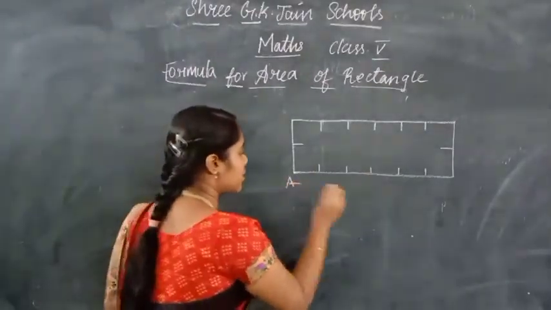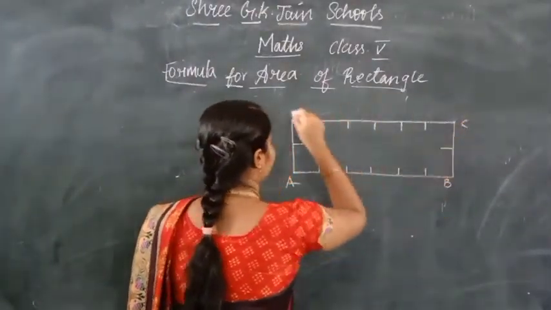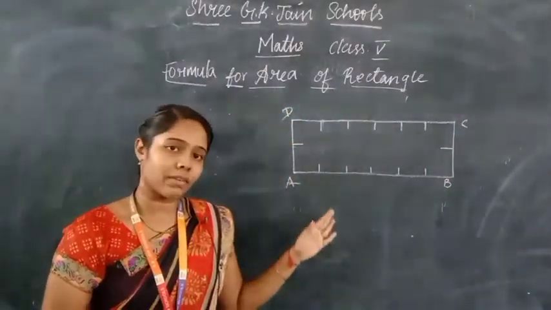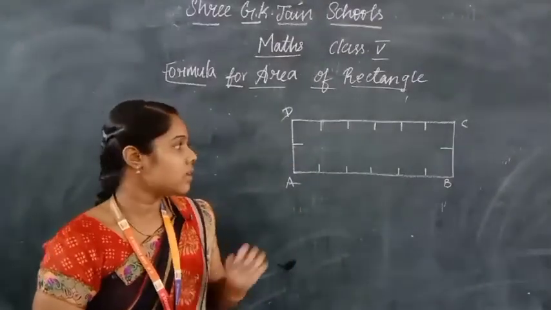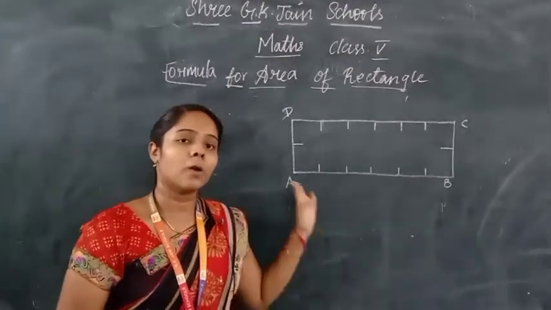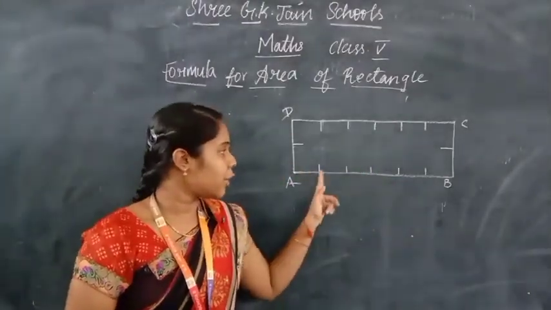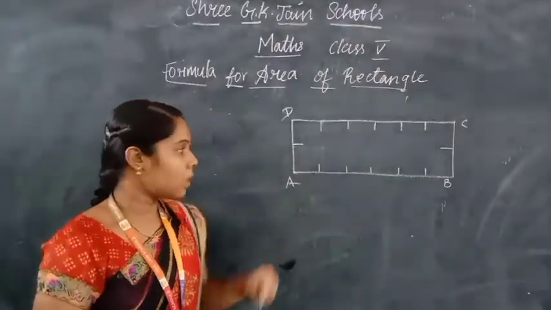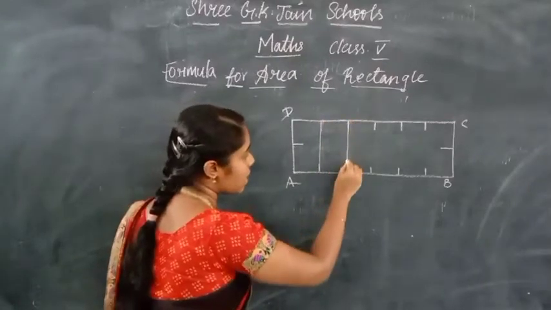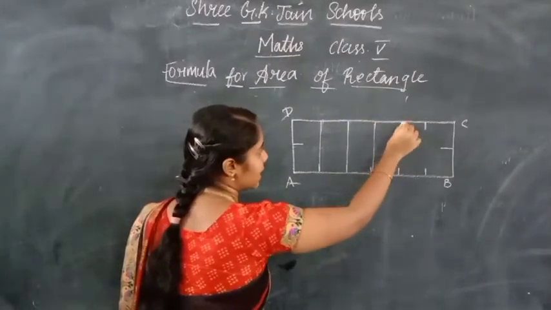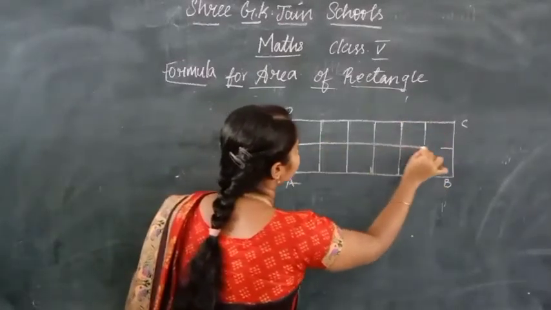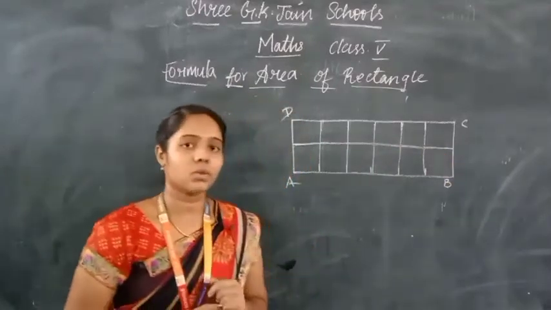We have considered A, B, C, D. I am giving the names A, B and C, D. In this rectangle we don't know the value of length and breadth as of now. So what I have done is, I have marked points at 1 centimeter on each side. So each side is divided into 1 centimeter, from all the points. Now we are going to connect the marked points opposite to each other. So we have connected them.